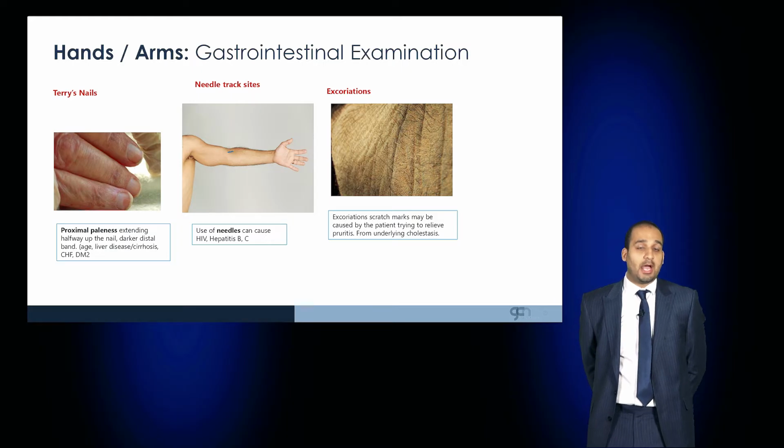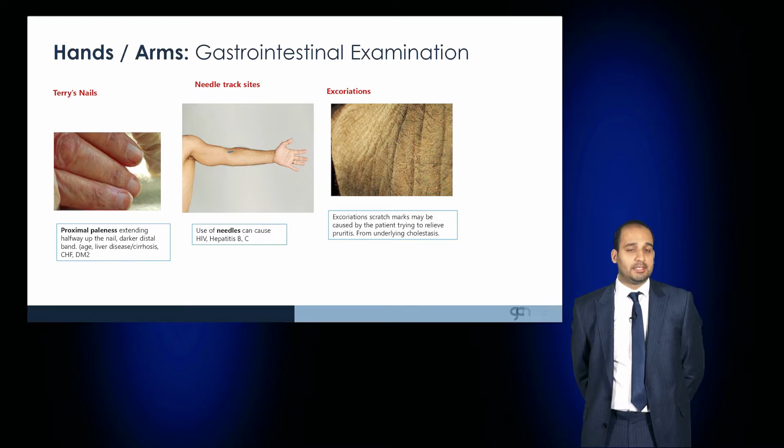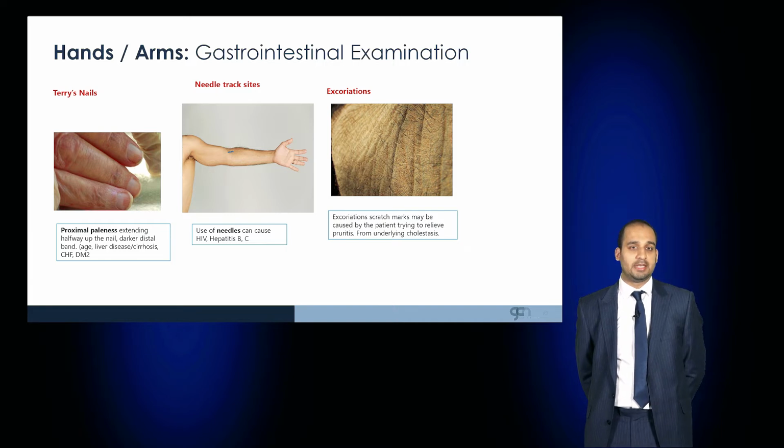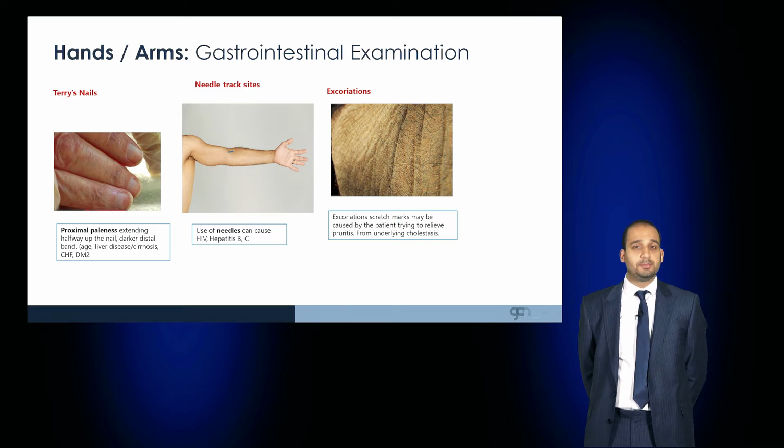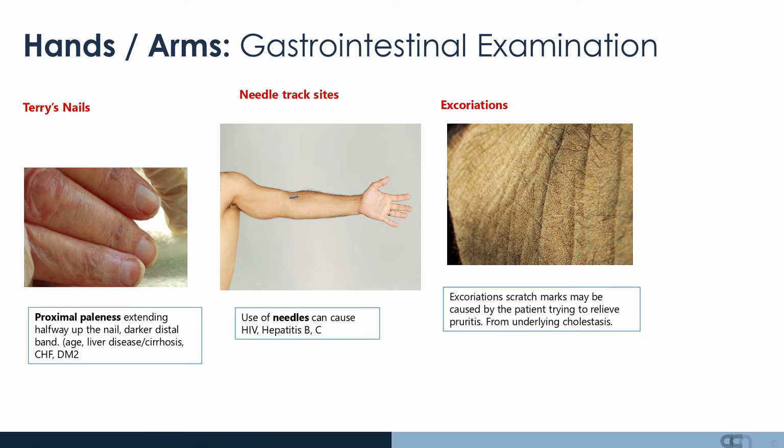Terry's nails are a sign of chronic liver disease or chronic renal failure, and this is where the proximal nail is pale and the distal nail is darker. Also observe for needle track sites. Whether the patient uses intravenous drugs, this may be a risk factor for developing certain viral conditions that can affect the liver. And generally inspect for any signs of excoriations. Scratch marks may be caused by the patient trying to relieve pruritus, which may be driven by an underlying cholestasis.